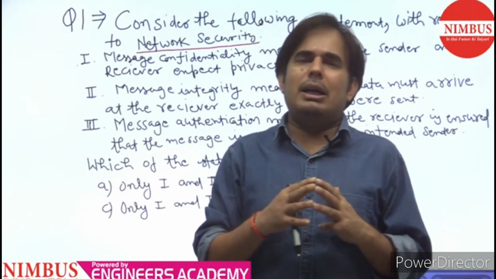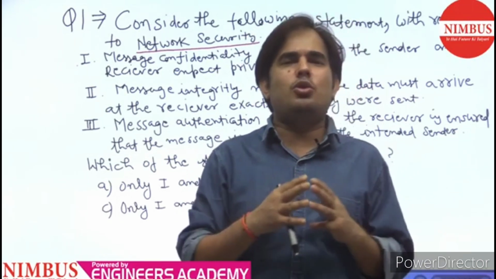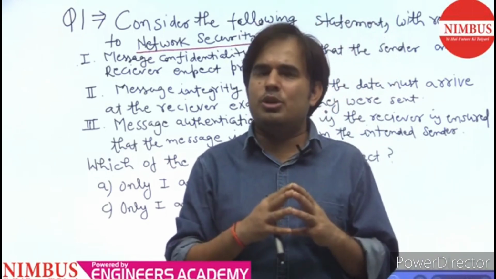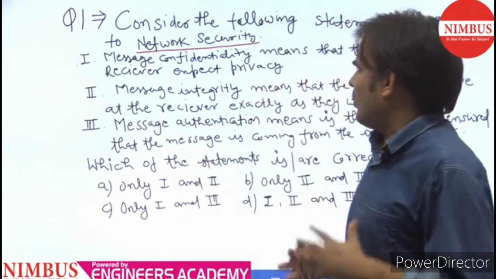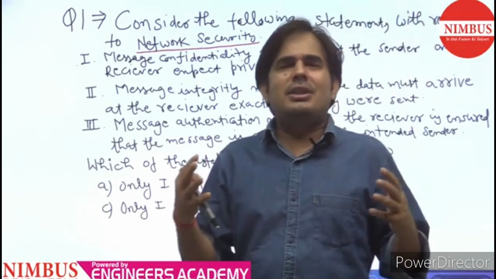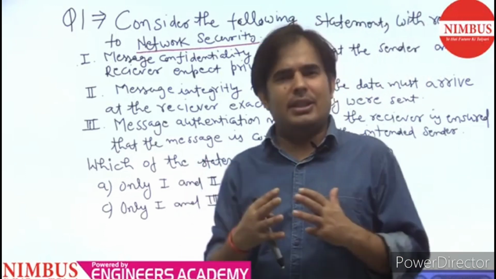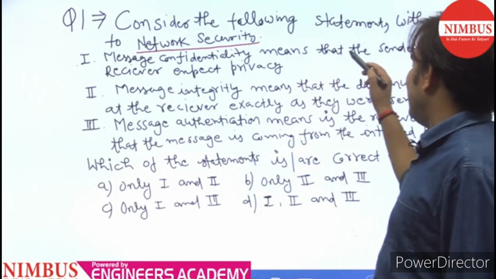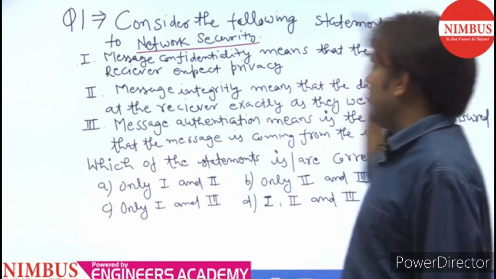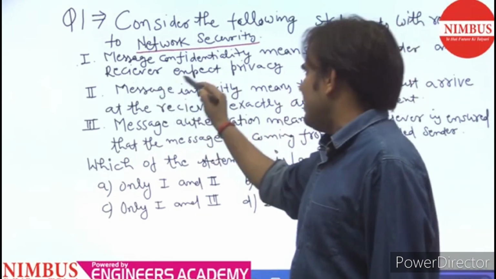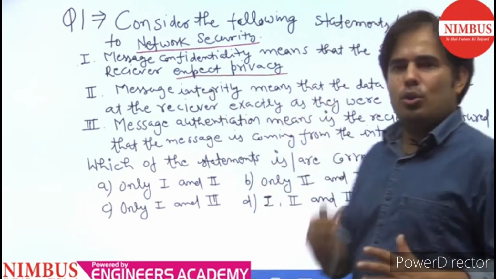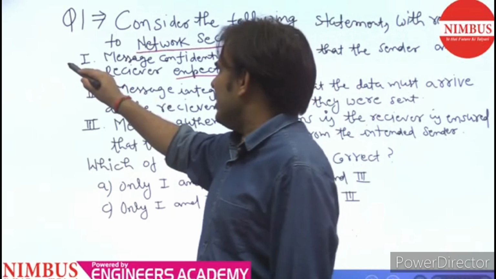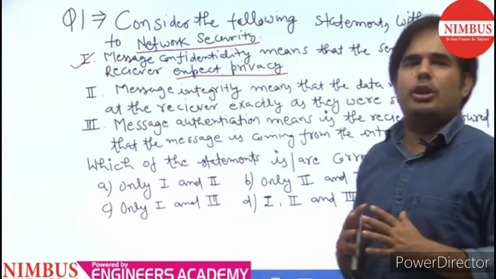You want to keep the information secret between these two people only. You want to share this information between these two people only. So like this you can consider: confidentiality means something is secret, something is private. Message confidentiality means that the sender and receiver expect privacy. Yes, as I told you earlier, privacy. Yes, this statement is correct regarding network security.